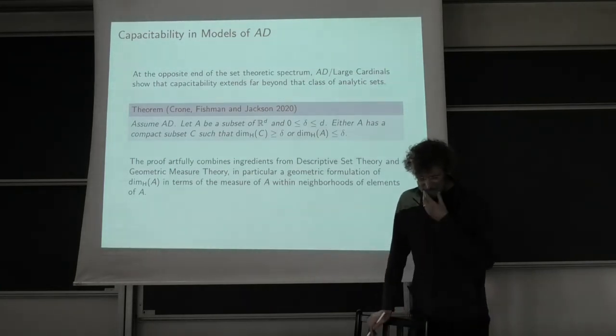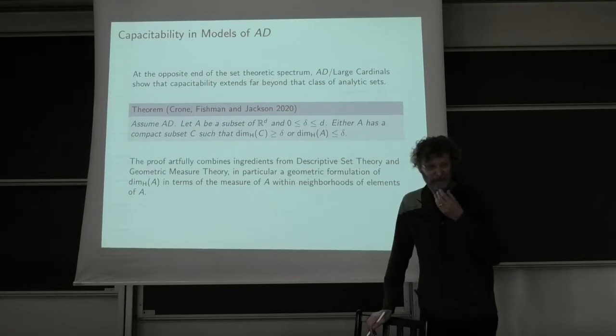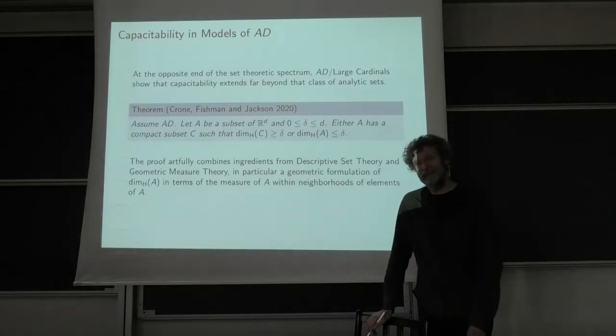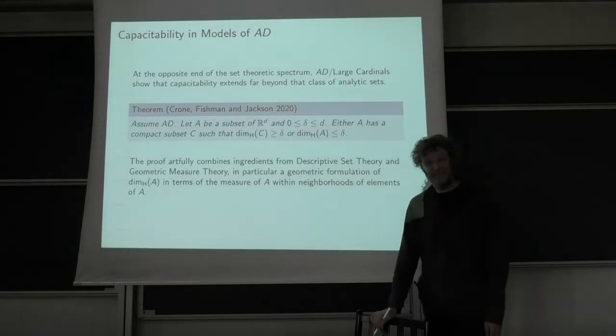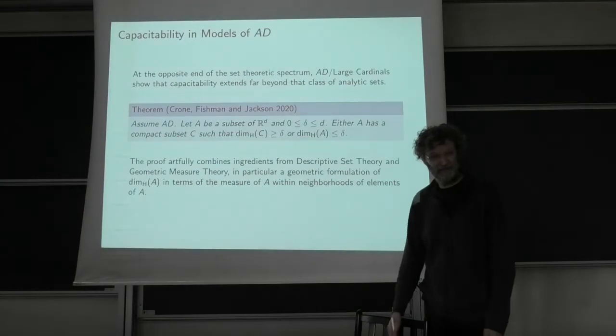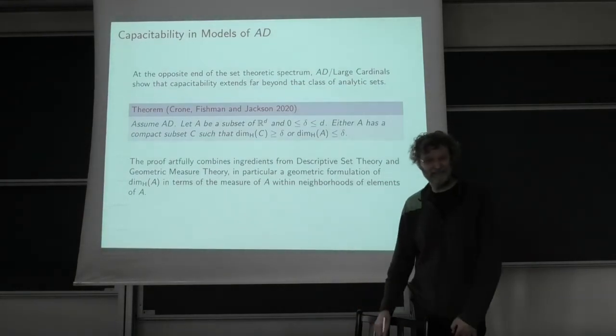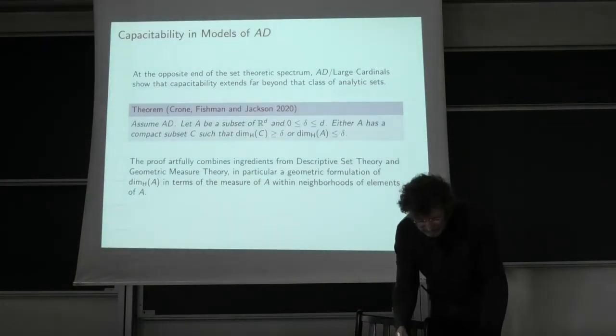But it's to the credit of the people that were working in the 1950s, right? They proved the optimal theorem. If you're just trying to prove as an absolute theorem capacitability for some class of sets, they proved it for the largest class of sets such that it's true as a fact on the basis of the usual axioms of set theory. Okay.